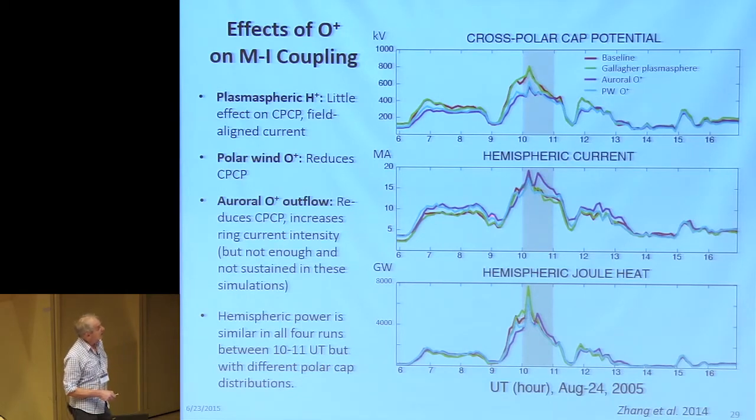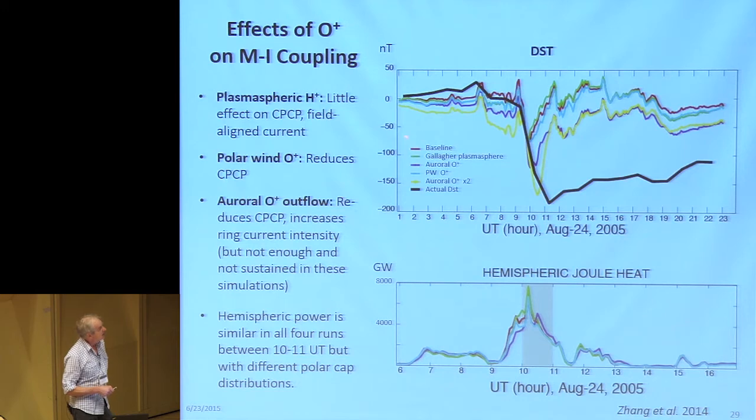And the hemispheric current is not hugely different for them, but there are some differences. But one thing that is quite different, if you look at pseudo-DST in these simulations, basically calculating the effect of all of the current systems in geospace at the center of the Earth. So it's a proxy for DST. The actual DST is plotted in black here, and you see that the auroral O+, the more O+ you put, the more it pulls down DST.